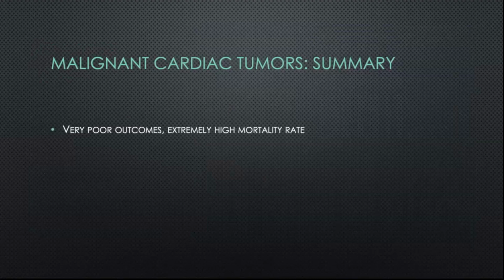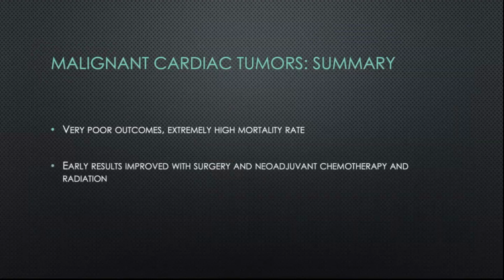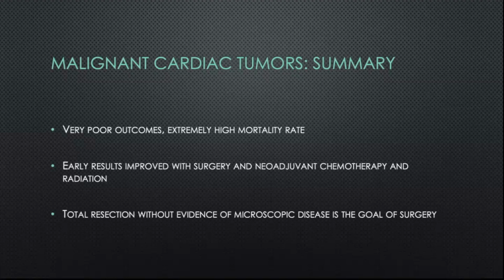So in summary for the malignant cardiac tumors, because I know we did a quick whirlwind with lots of clinical stuff here: overall, they have very poor outcomes, unfortunately. They have an extremely high mortality rate, and the earlier we can identify these lesions and get people treated, the more likely they are to at least have a better quality of life for the time that they have left. Early results are improved with surgery and neoadjuvant chemo and radiation, which is why it's very important on echo that we understand what these look like, to get these people to the right doctors to be treated in an efficacious and early manner. Total resection without evidence of microscopic disease is the goal of surgery, so they try to resect the whole thing.